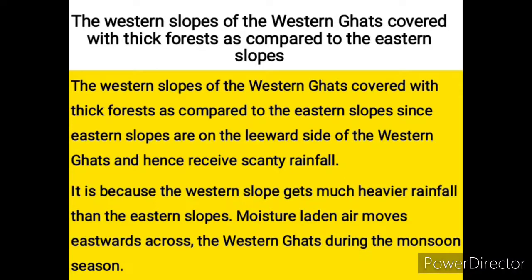And the next question: why are the western slopes of the Western Ghats covered with thick forest as compared to the eastern slopes? Since the eastern slopes are on the leeward side of the Western Ghats, they obviously receive scanty rainfall. It is because the western slopes get much heavier rainfall than the eastern slopes. Moisture-laden air moves eastward across the Western Ghats during the monsoon season.